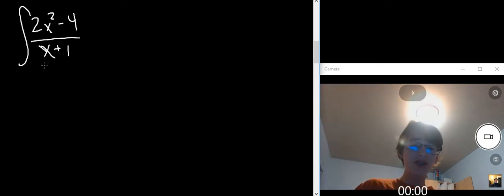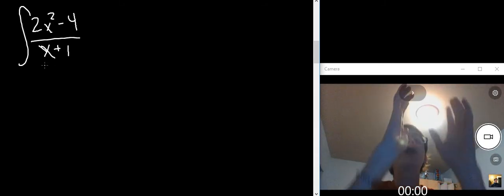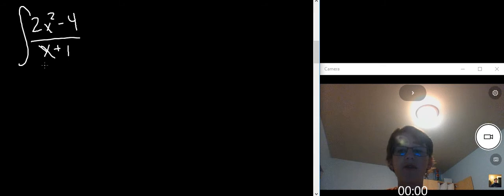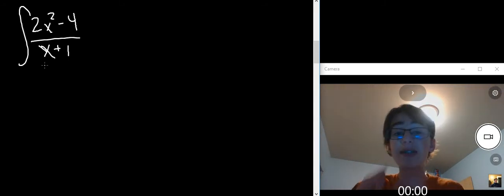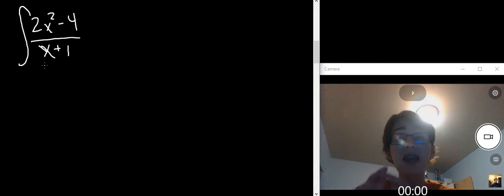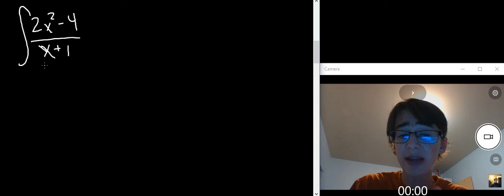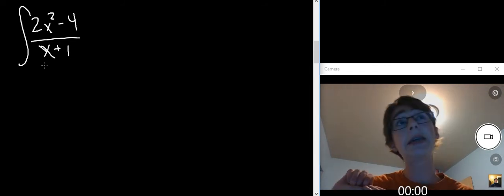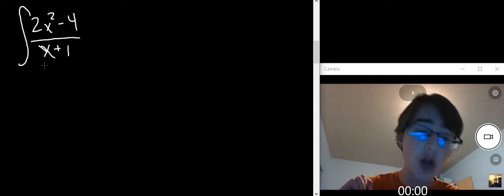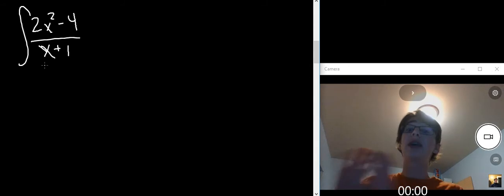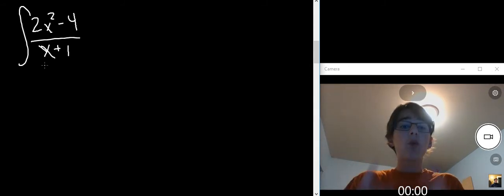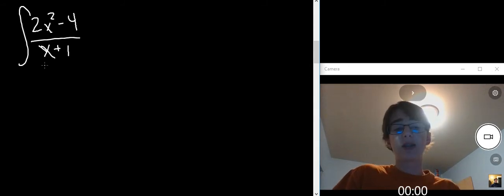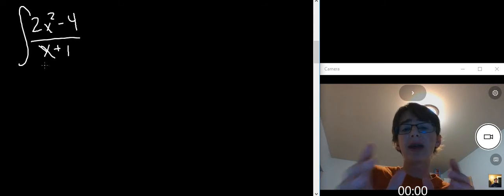Remember how synthetic division was so much easier and so much faster than long division? Could I use synthetic division instead of long division when simplifying these integrals? And my answer to that is yes and no. So you've got to understand when you can apply synthetic division and when you can't. And how do you know when you can apply synthetic division?